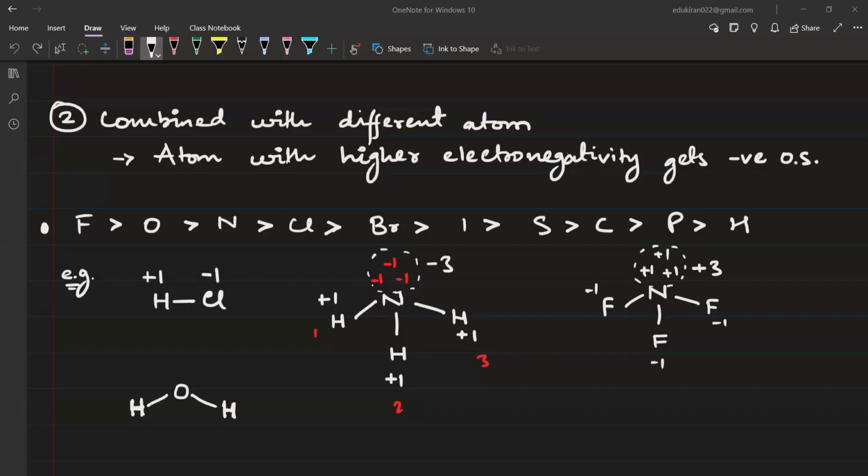Oxygen. So oxygen will get -1 for this bond, for one bond. Oxygen is more electronegative, so -1, and hydrogen will get +1. Similarly, this will also get +1 here and -1 here. So for each bond, you have to write +1 and -1. Now tell me what is the oxidation state of oxygen here? Yes, correct, -2.